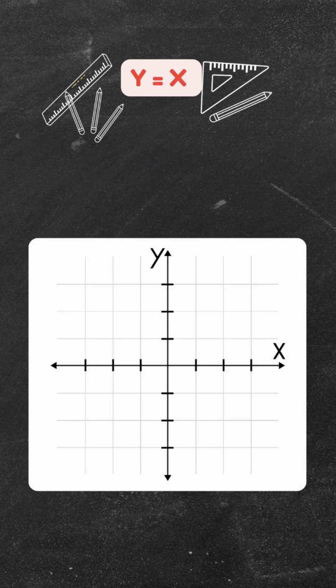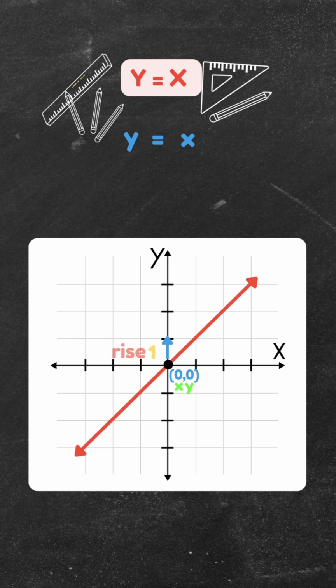Our first special line is going to be y equals x. Here's the graph of y equals x, and let's plot some points. The first point is 0, 0, so it's going to go through the origin. Remember, origin means 0, 0. Whatever your x value is, your y value is going to be the same, because y equals x. So the rise would be 1, and the run can also be 1.